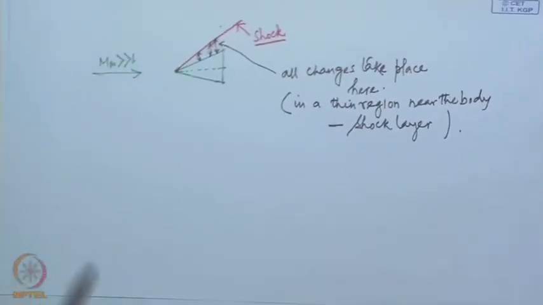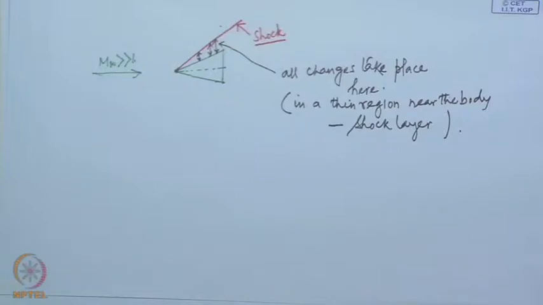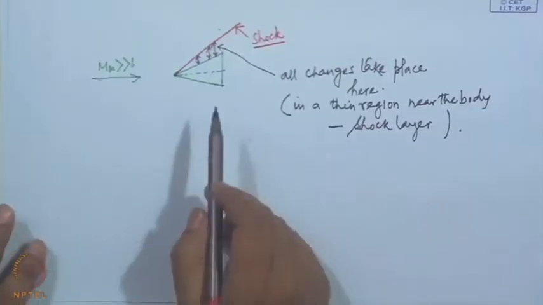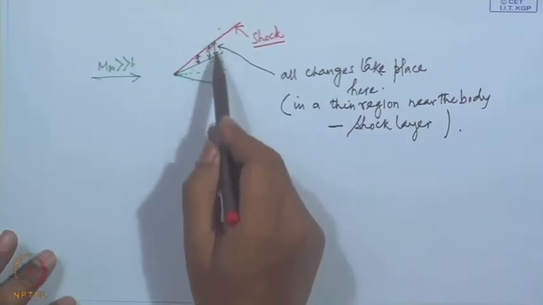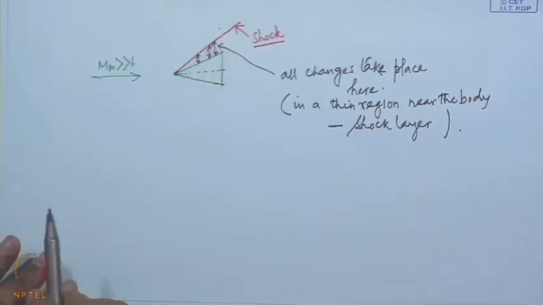And in a real situation where the flow is viscous, it is extremely difficult to differentiate between the shock layer and the viscous layer. They almost merge with each other. Many a time the shock layer may lie completely within the viscous boundary layer. Be that as it may, these changes take place over a very small distance in the transverse region.